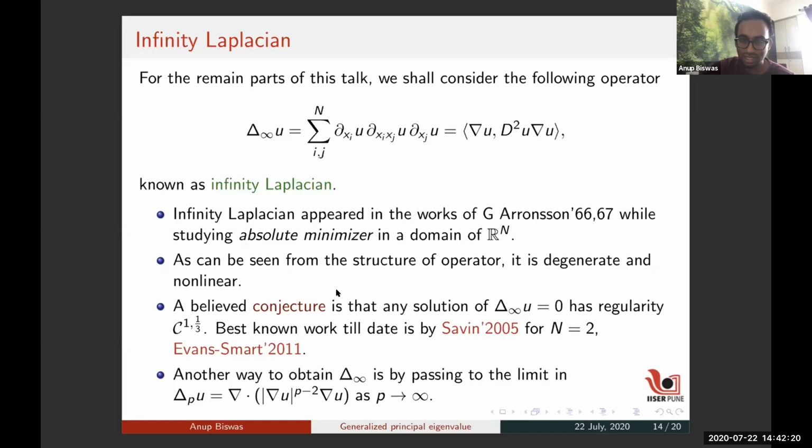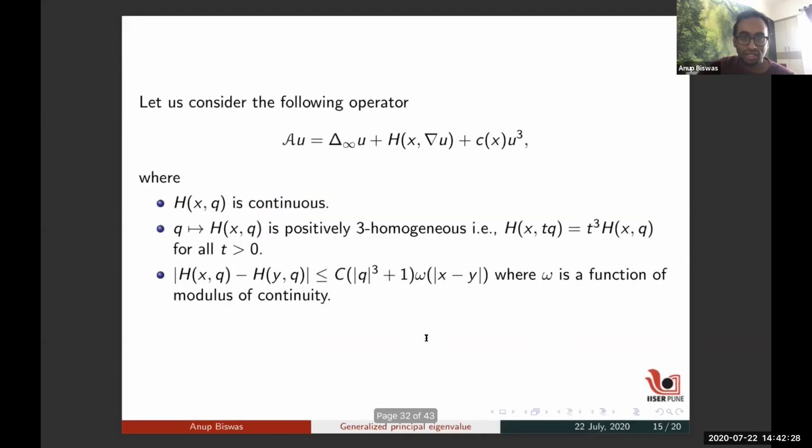So the conjecture as a whole is still open, and I think probably one of the most challenging conjectures so far. Okay, so that's how this infinity Laplacian came into the picture.